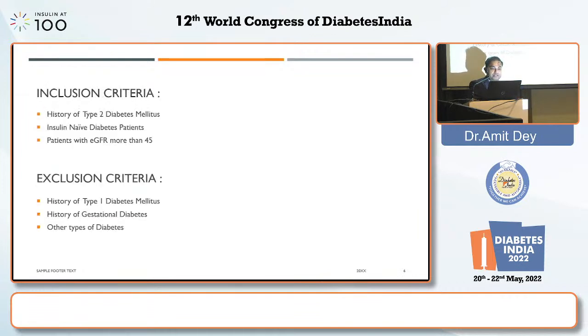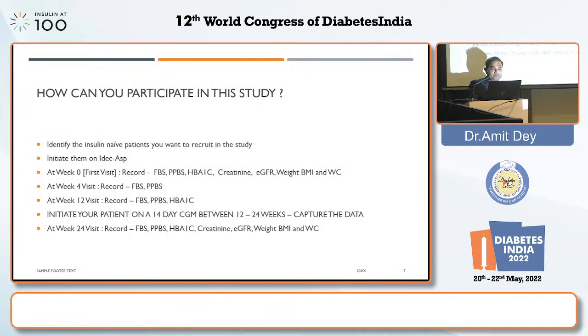And those are the primary endpoints. So obviously, to keep it very simple, as I said in the beginning, we're going to include patients with only type 2 diabetes, insulin naive patients, and also to keep it less complicated, let's include patients having eGFR more than 45. Obviously, the exclusion criteria would be the other types of diabetes, type 1, gestational diabetes, secondary diabetes, all those we won't include in the study to keep it very simple. So this is how you can participate in the study.